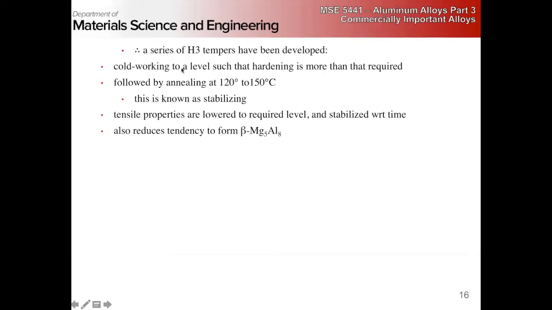Generally cold work to a level so the hardening is more than is required by the design, annealing to around 150 C for a short period of time. The tensile properties are lowered to a required level, and they're stabilized with respect to time. It's also going to reduce the tendency to form beta phase because we have exhausted the recovery mechanism, so we have a lower dislocation density content. So there'll be less sites for the heterogeneous nucleation of beta. Right?